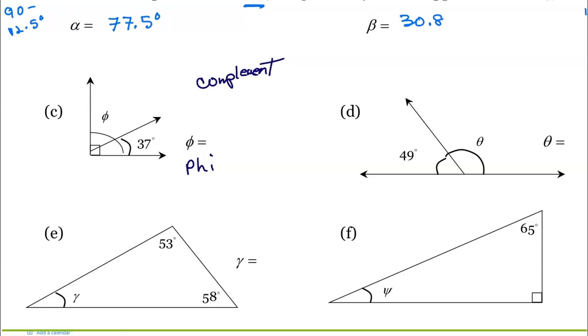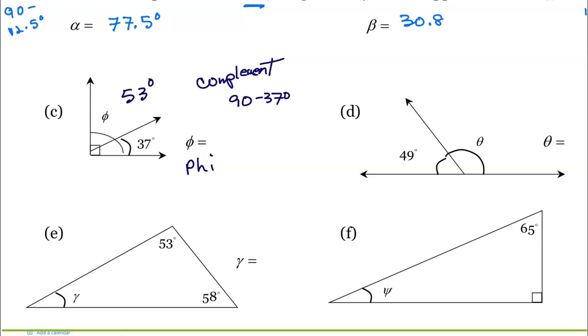Okay, so what I need to know is what is the missing angle. And the missing angle is going to be 90 minus 37 degrees. So that missing angle is going to be 53 degrees.